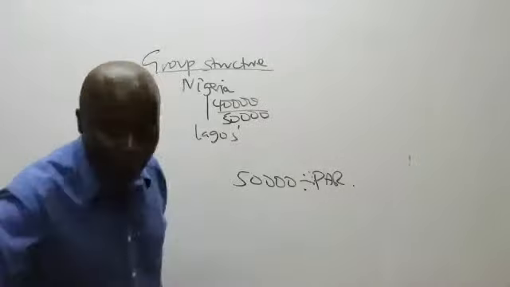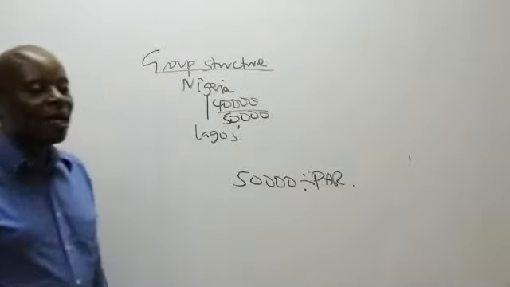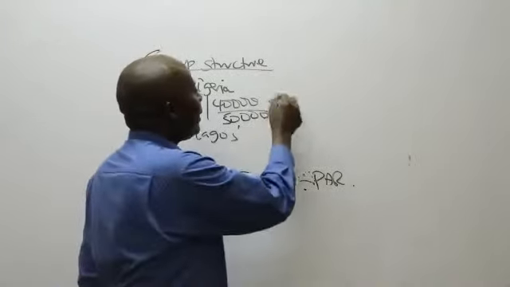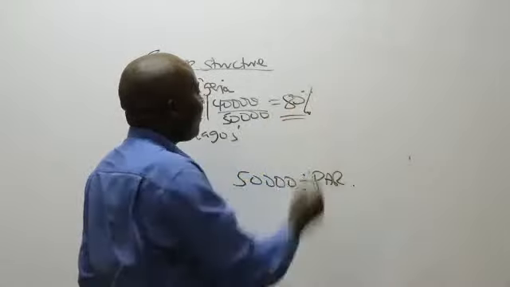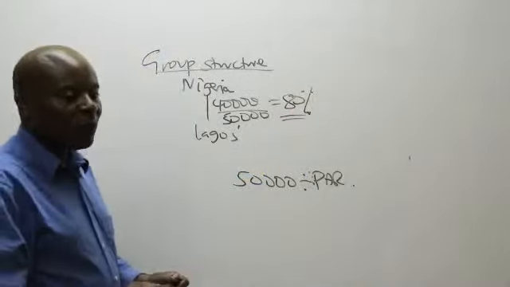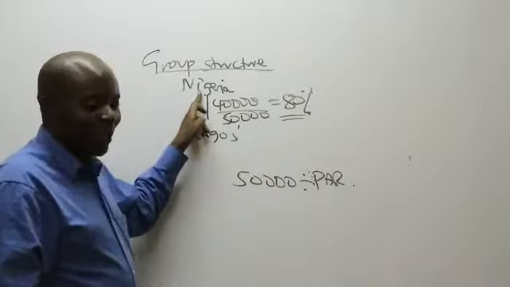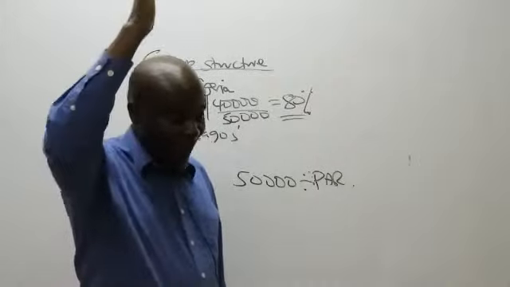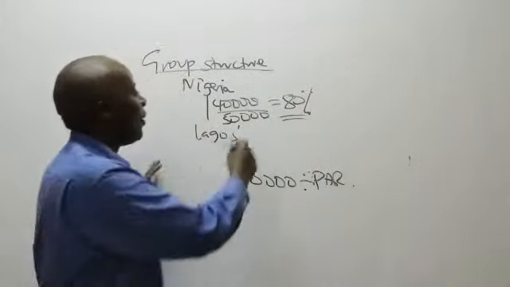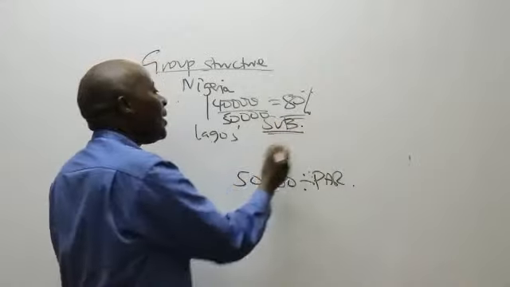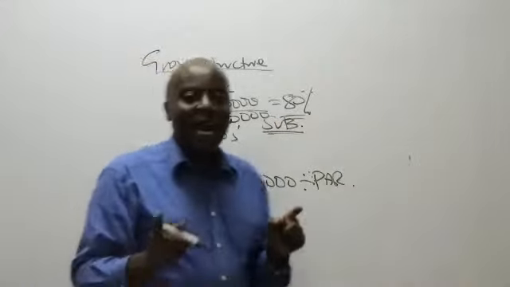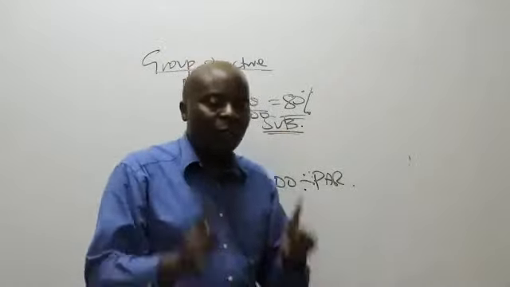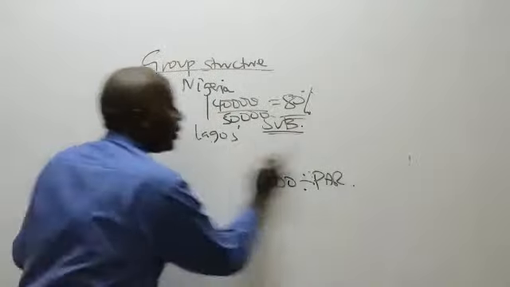So then what is 40,000 divided by 50,000 times 100%? It comes to 80%. So with an 80% shareholding, automatically, ladies and gentlemen, Lagos becomes who to Nigeria? 80% is quite high. It becomes a subsidiary. And if it becomes a subsidiary, then the first thing that I will do is go to the balance sheet of the subsidiary. That is the next step.